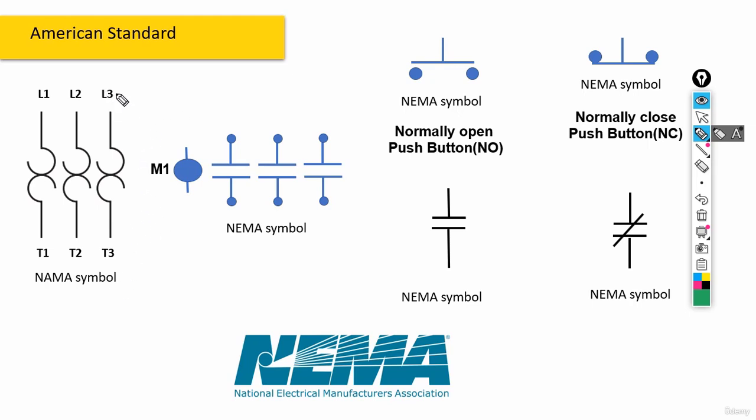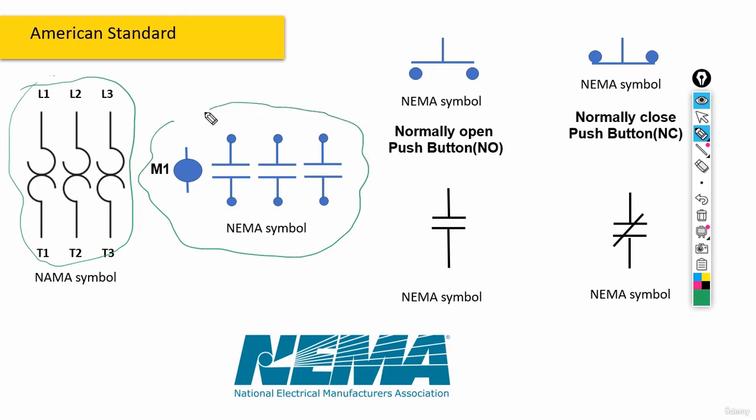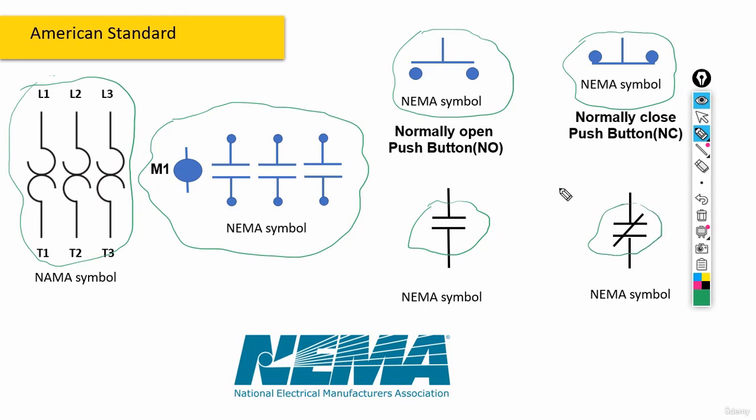For example, this was the American symbol that we would use for overload relays. Then also the contactors, the contactor alongside its bobbin and its contacts. Then the start button, for example, or the stop push button. Normal open contact, and also normal closed contact. Now let's take a look at a circuit containing these symbols.